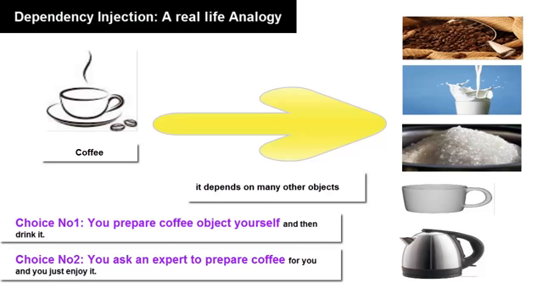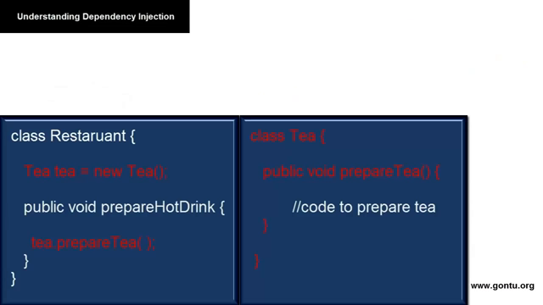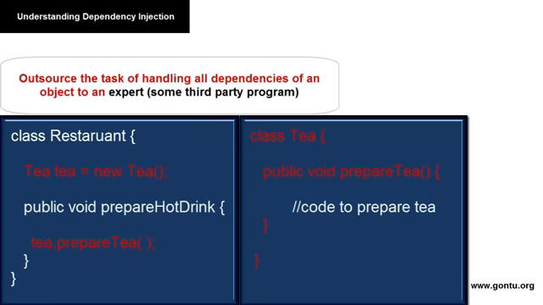The coffee expert will first gather all its dependencies and then inject them into the coffee object before giving it to you. So it's like you want to have coffee, why bother about its dependencies? The same concept applies in coding also. For example here, why are you creating dependencies of the restaurant class yourself? You need a restaurant object, then why take care of creating its dependencies yourself in the class?